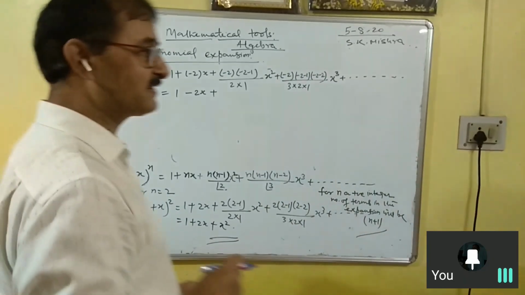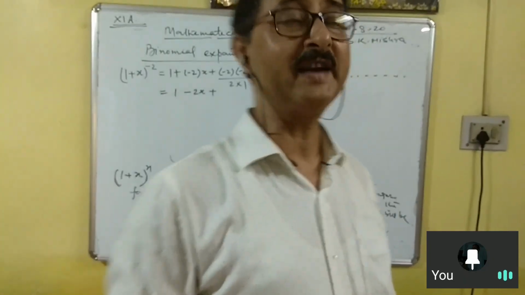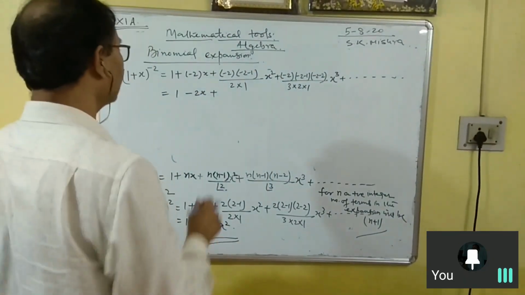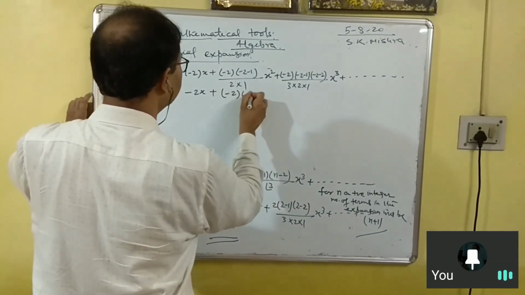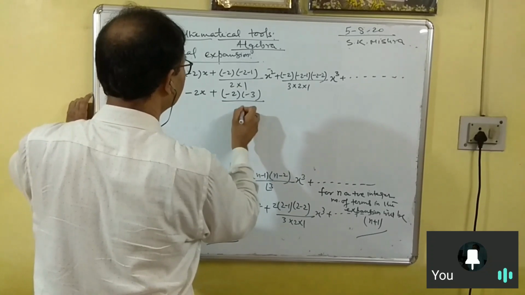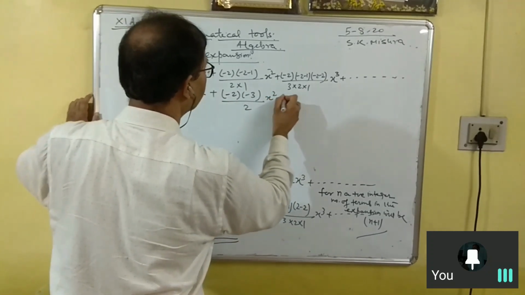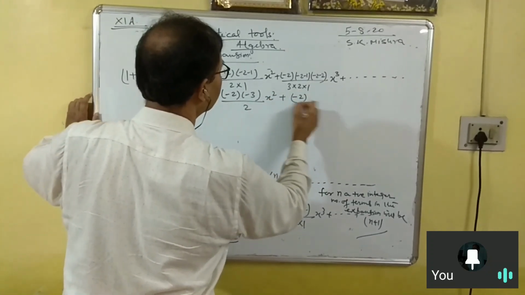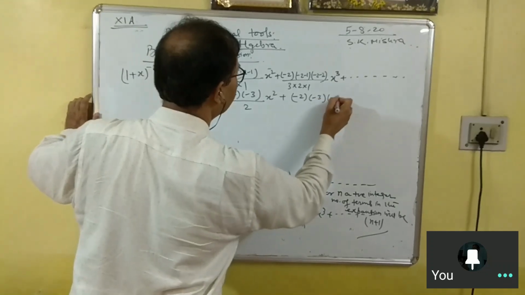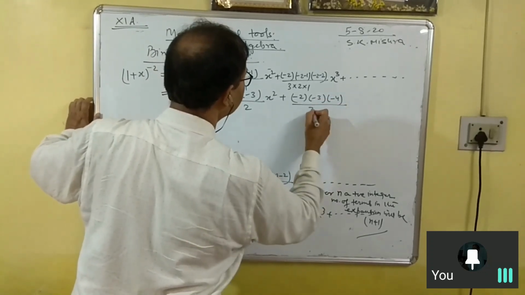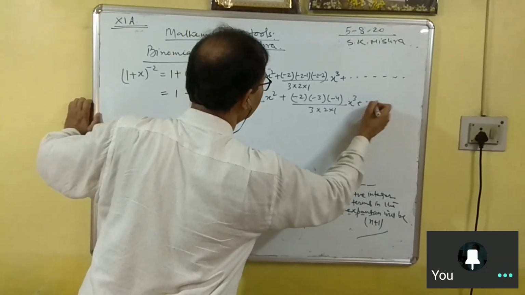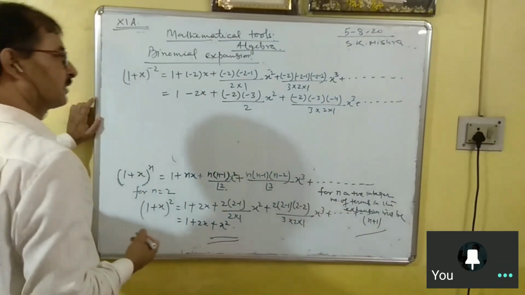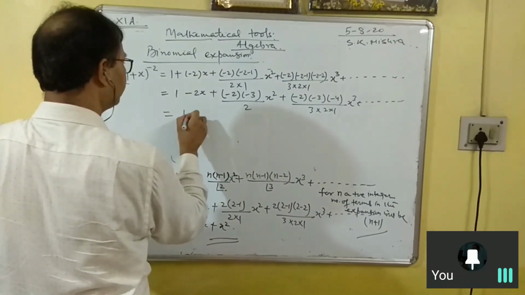Whenever the power is negative, it will give you an infinite number of terms. Plus minus 2 minus 3 by, this is 2 only, x square plus minus 2, this is minus 3, this is minus 4 divided by 3 to 1 into x cube plus dot dot dot, and so on. Because infinite terms are there.